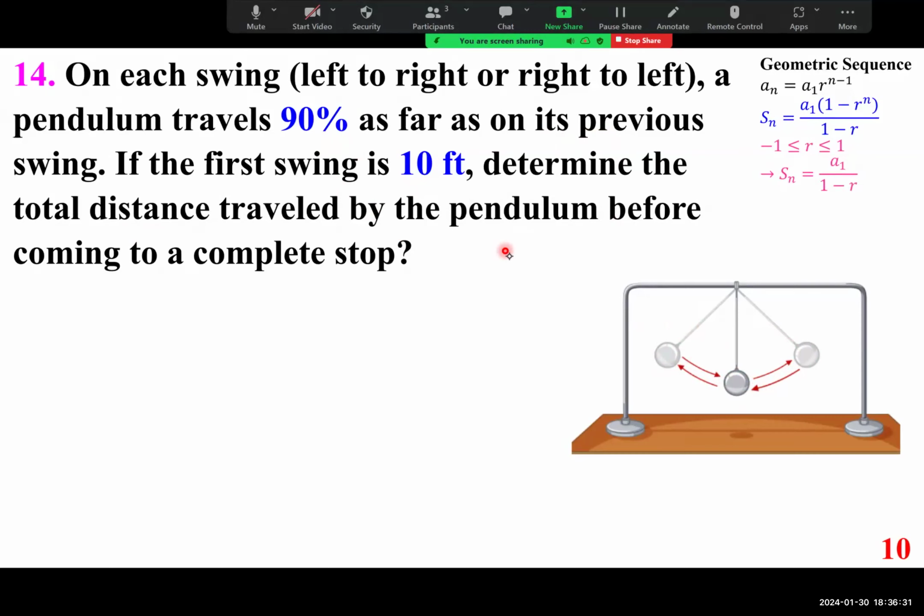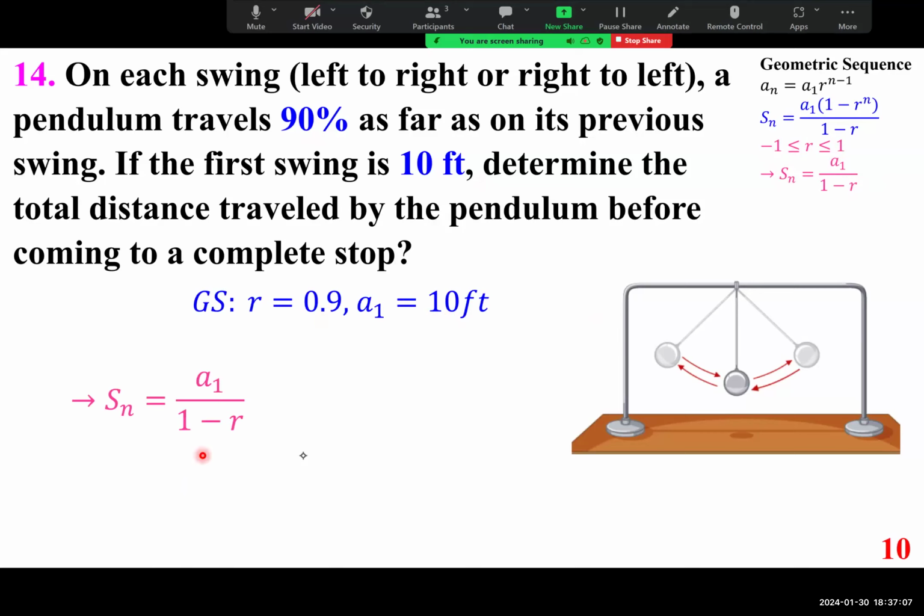I hope you recognize this is a geometric sequence. Why is that? We have the initial value, or a sub 1, as 10 feet, and then it gets multiplied by 90%, or 0.9. And because r is between these two numbers, we can use this formula. So again, recognize this is a geometric sequence and why. You have the first one and then times a constant, in this case 0.9, the ratio.